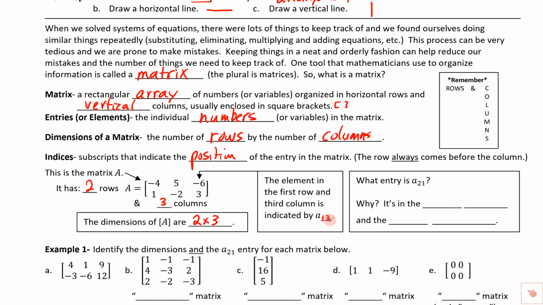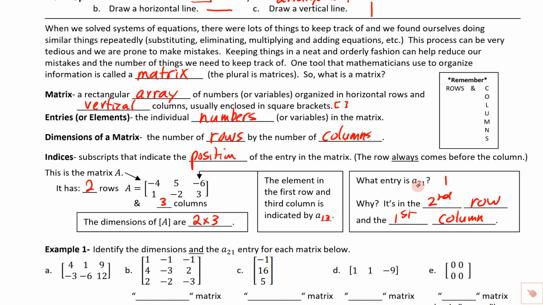So off on the side here, it says, what entry is the A21 entry? So this would mean the second row and first column. So let's come over here, second row, first column. That's going to be this right here. That would be the number 1. Notice that there's only one number 1 here. Okay, and the reason is it's in the second row, second row, not raw. Second row, and it's in the first column.